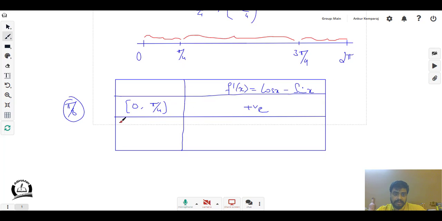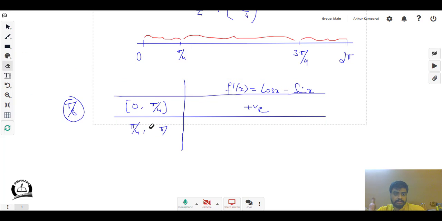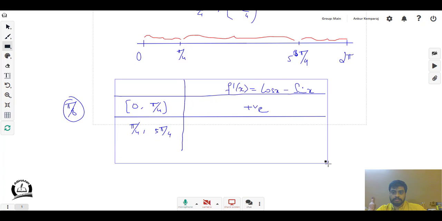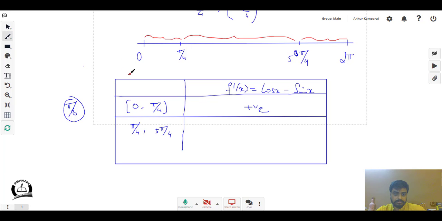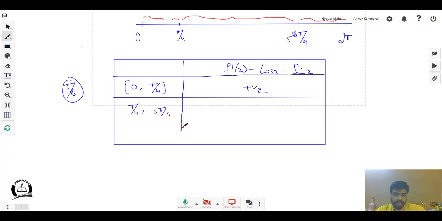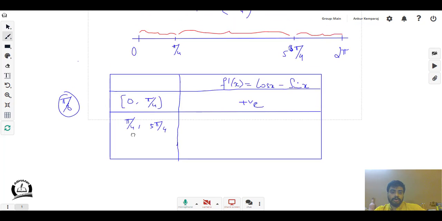Right. Next, we have our next interval from pi by 4 to 3 pi by, oh, I made a mistake here, didn't I? It's not 3 pi by 4, it is 5 pi by 4. Right? Rectified. Moving on. So pi by 4 to 5 pi by 4.